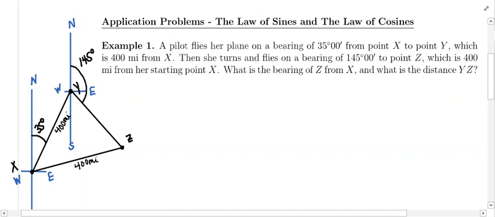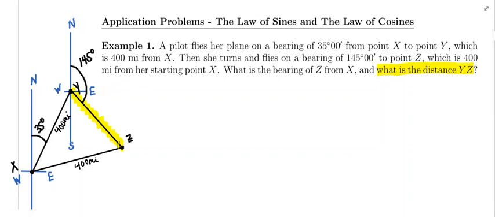Okay, so that's what the picture looks like. And remember, if you read the last statement here, we're trying to figure out the distance from Y to Z. So we're interested in what this length is. We know the other two lengths from X to Y, from X to Z, both are 400 miles. So you may want to read through the question again and make sure you've got everything in the picture that has been described. And now we can start working on the answer.